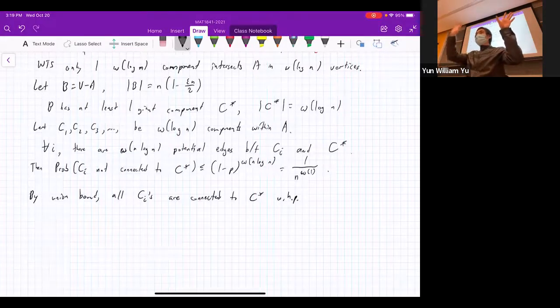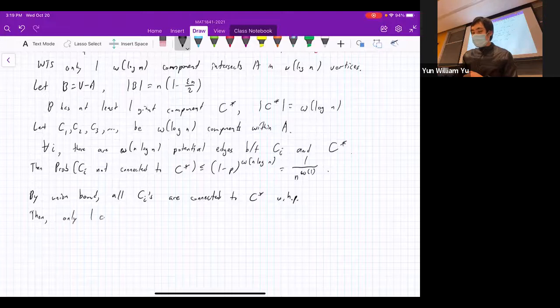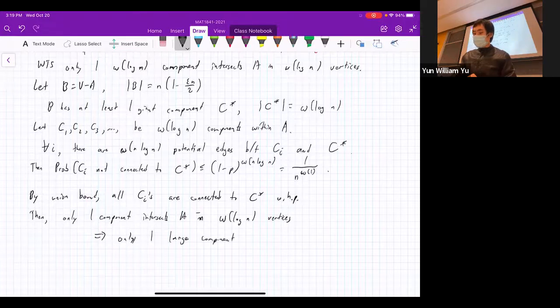But if all these small components are connected to C star, then all these small components are in the same component in the entire graph, which means there's only one component in A that is omega log n. By saying that the component is in A, we mean a component of the graph itself. Let me do this in two steps. So when only one component intersects A in omega log n vertices, that implies there's only one large component in A. Okay, and that completes the proof.